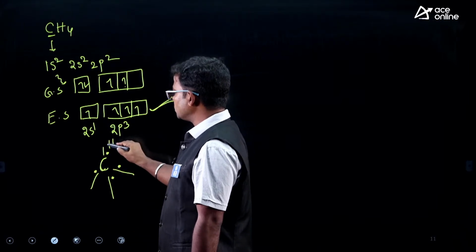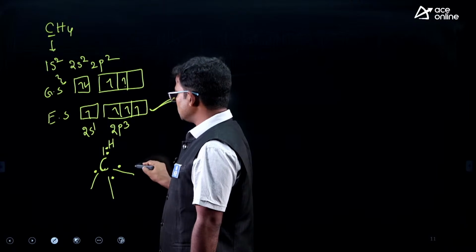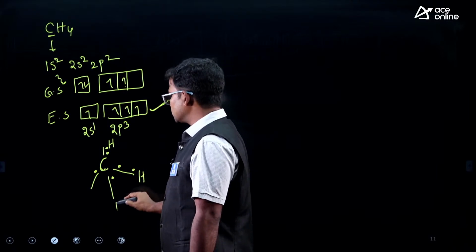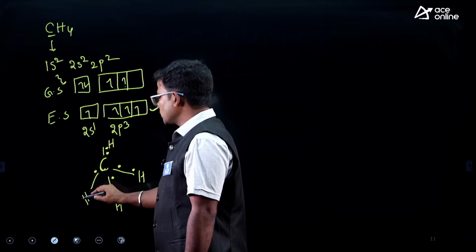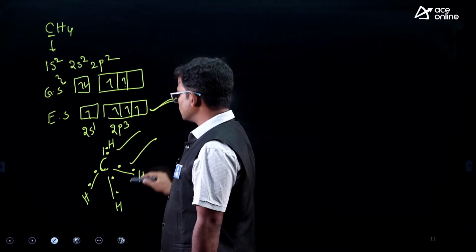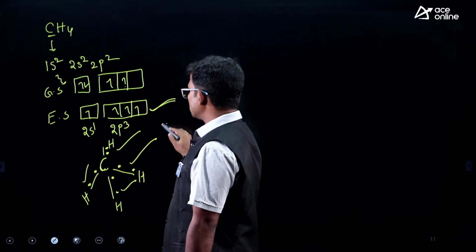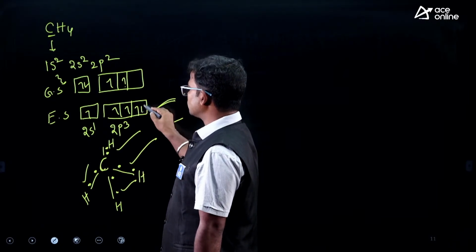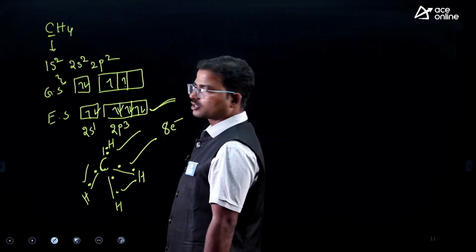So we already know that carbon is having 4 valency electrons. Next it is bonded with hydrogen. Each hydrogen is having 1 electron. So finally, how many electrons are there? 2. Next here 2, next here 2, next here 2. Totally how many electrons? 8 electrons. It means it obeys the octet rule.